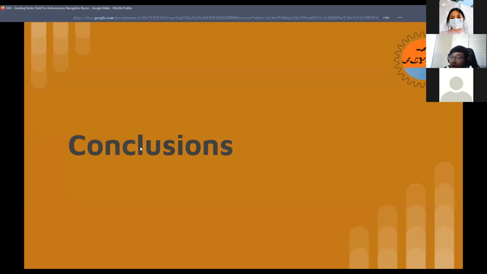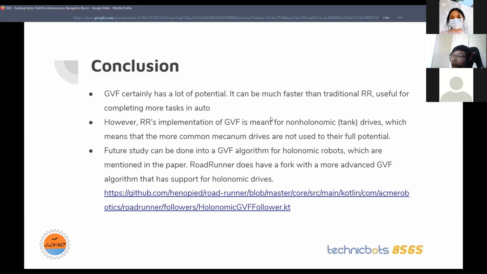So conclusions. GVF certainly has a lot of potential. Yeah, it can be much faster than traditional Roadrunner, useful for completing more tasks, it turns faster, and in general, it just moves a bit faster. However, when you implement GVF through the Roadrunner library, it's meant for non-holonomic or aka tank drives, which means that the mechanism drives we use aren't used to their full potential.